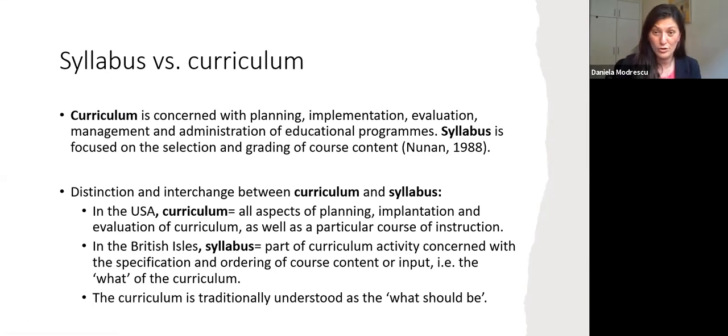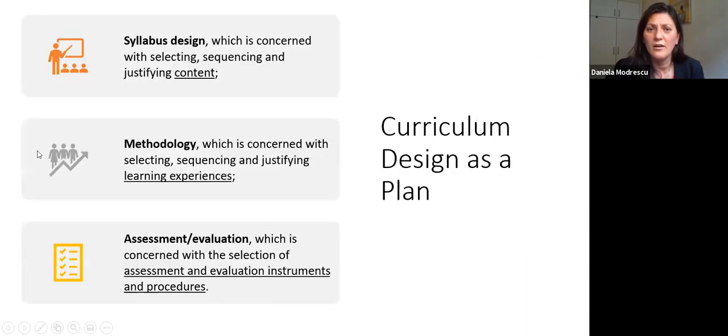So let's say a course involves much more than just the actual language classes or material and so forth, whereas syllabus is about the selection and grading of course content. Again, I assume we don't need to be precise with these. We can work on our previous knowledge. Just sometimes, when we read something, this difference makes a difference.